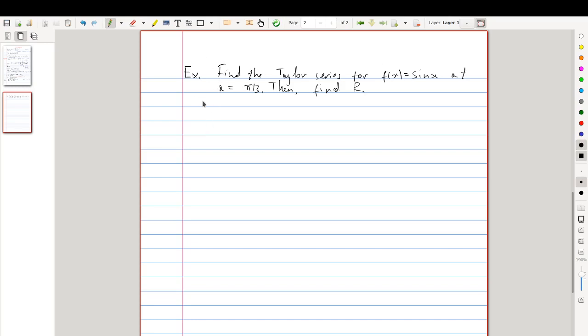So recall what the Taylor series of a function is. It's the following sum, where we have the kth order derivative evaluated at point a divided by k factorial times x minus a to the k. In other words, to write down this expression, we will need to know the kth derivative at the point a for any k.